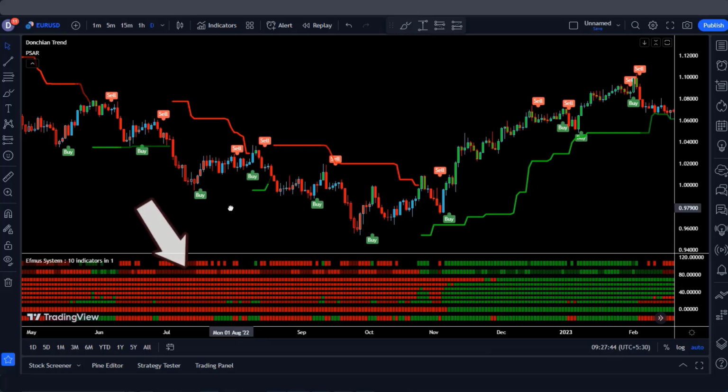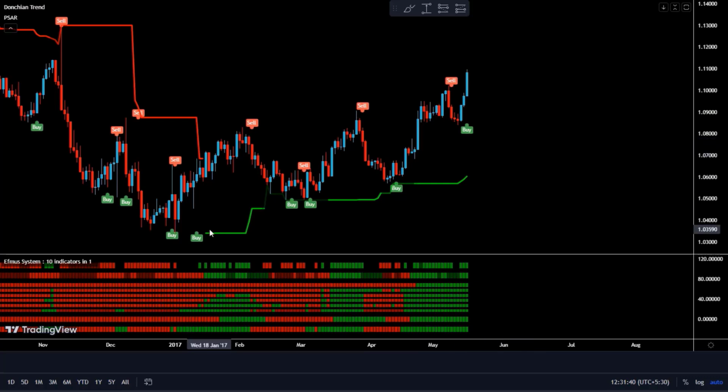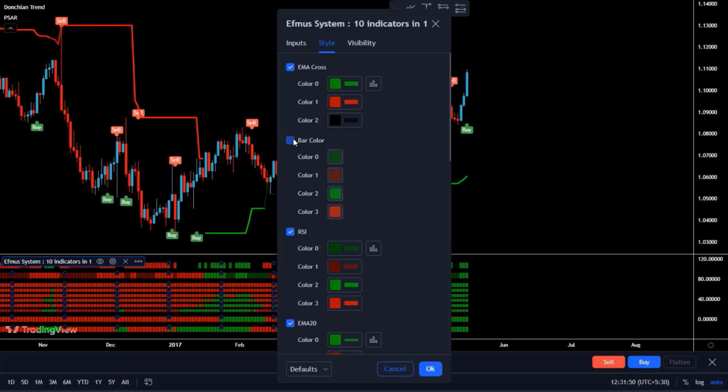Conversely, when each of the 10 lines are colored bright red, that would mean that all these 10 indicators are aligned to a bearish trend. Now here you'll notice that the indicator also changes the bar colors. We don't need this, so let's just disable that option in the settings of the indicator.